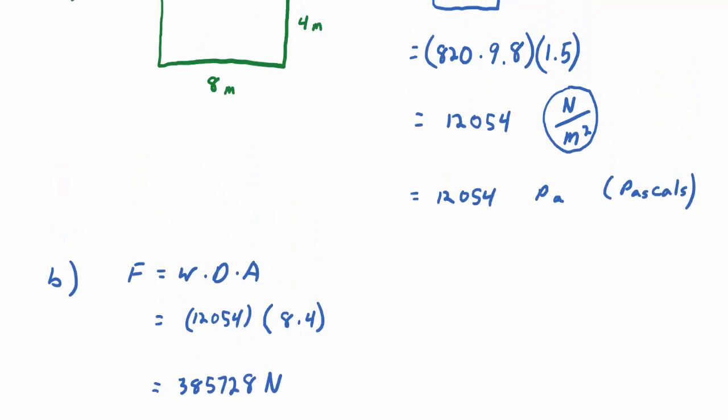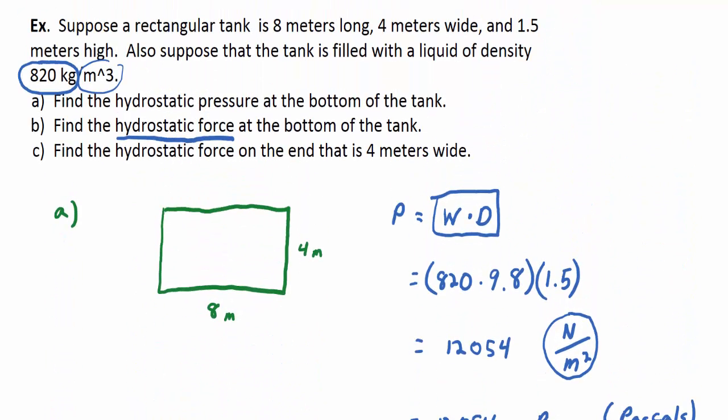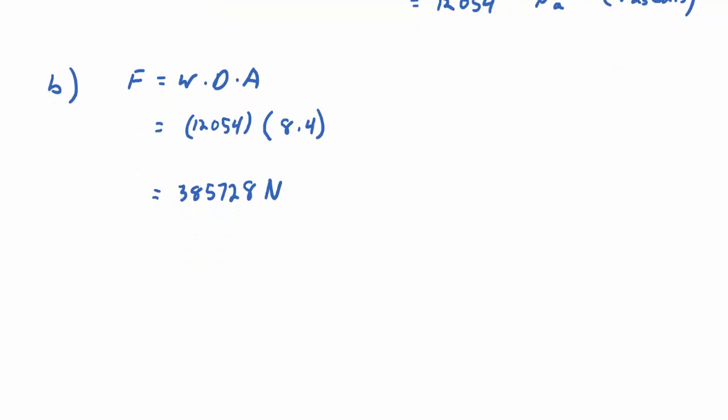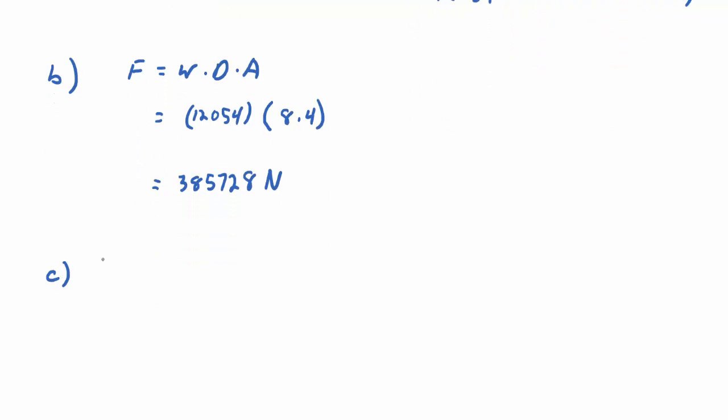So did you notice we haven't used calculus yet? All right, so part C, we're going to use some calculus. It says find the hydrostatic force on the end that is 4 meters wide. So guys, this picture that I've drawn, this is the bottom of the tank. So the bottom of the tank, it's 8 by 4. What's the height of the tank that you don't see when you're looking straight down? 1.5. So what's the rectangle I should draw when I'm looking at the force on an end of the tank for part C? Yeah, 4 by 1.5, sure.